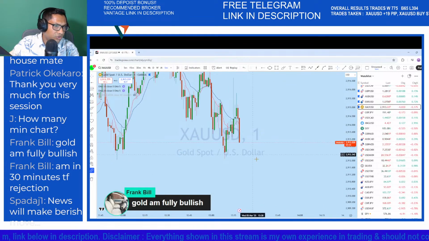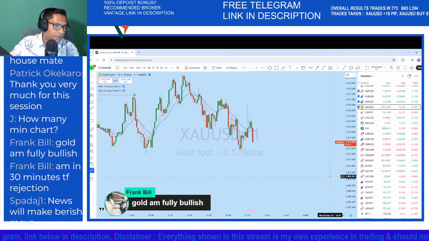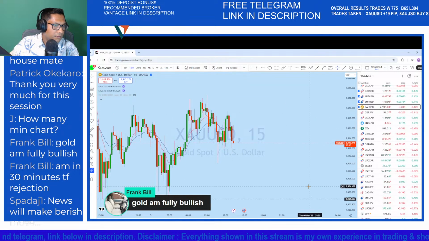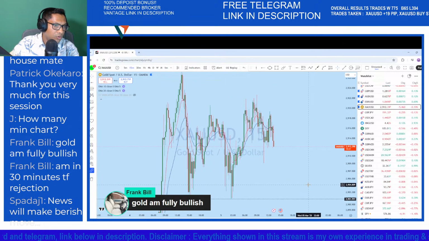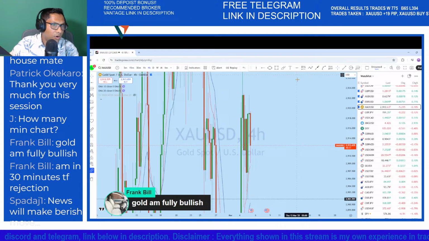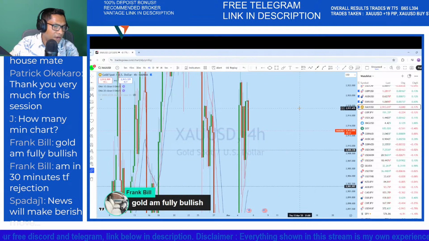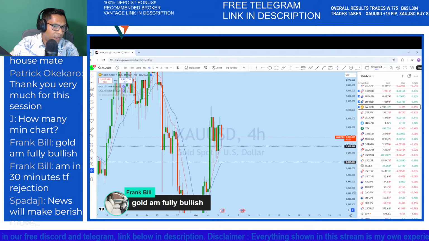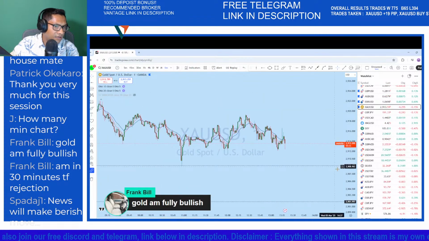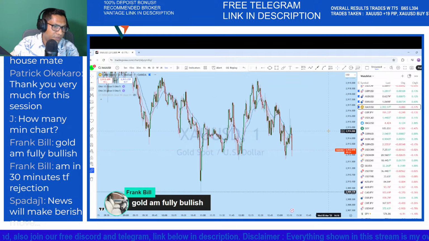Okay, now this drop you can see, we need to look at where it is potentially heading. So this is the 4 hour previous support, and if the market drops aggressively, we might see that it's again having an upside here.